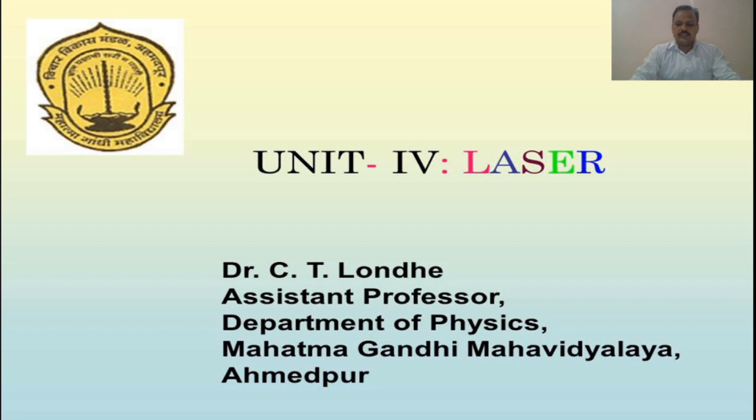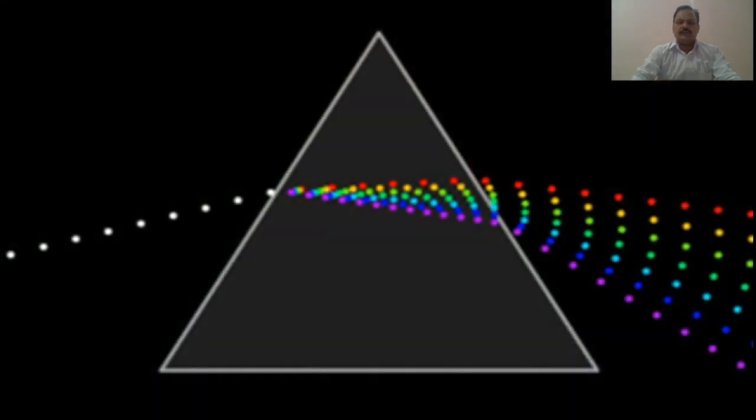Today we will discuss a very important topic, which is laser. This is the slide for dispersion of light. When white light enters through a prism, we get different colors of light, which is called dispersion of light.